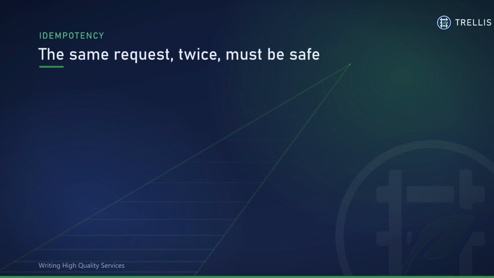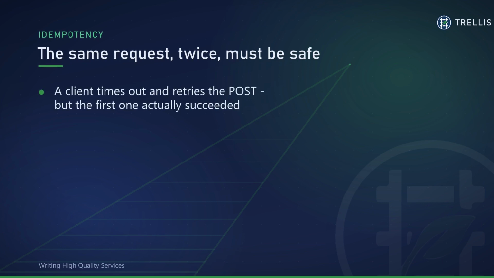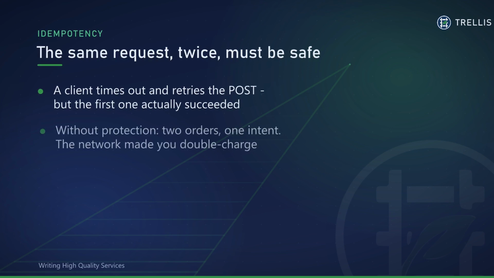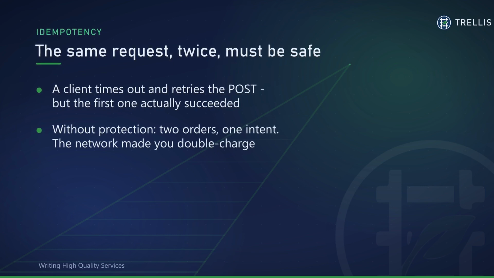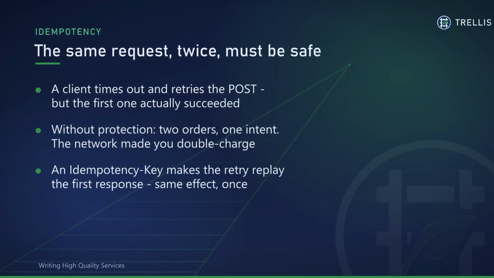A client sends a create order request, the server processes it, and then the response gets lost on the way back. The client sees a timeout and does the sensible thing, it retries. Now the same intent hits your server twice, and without protection you've created 2 orders, or added stock twice, or charged a card twice. The fix is an Idempotency-Key.